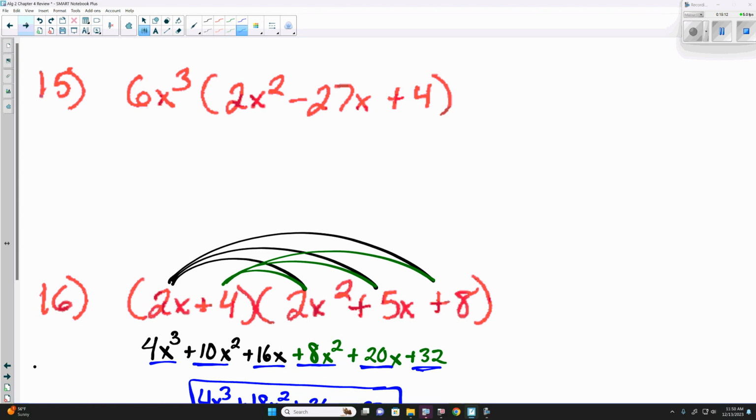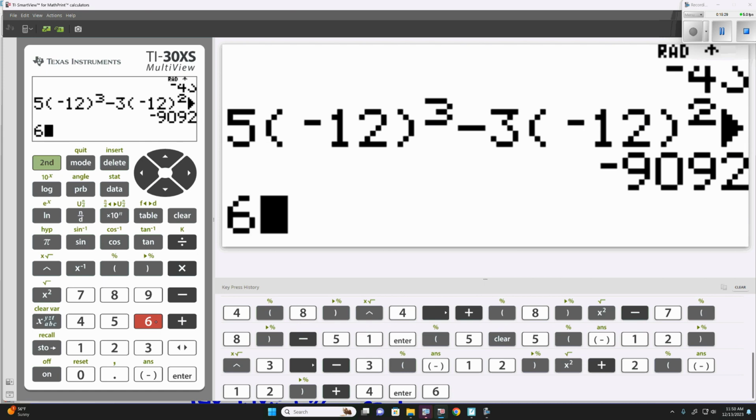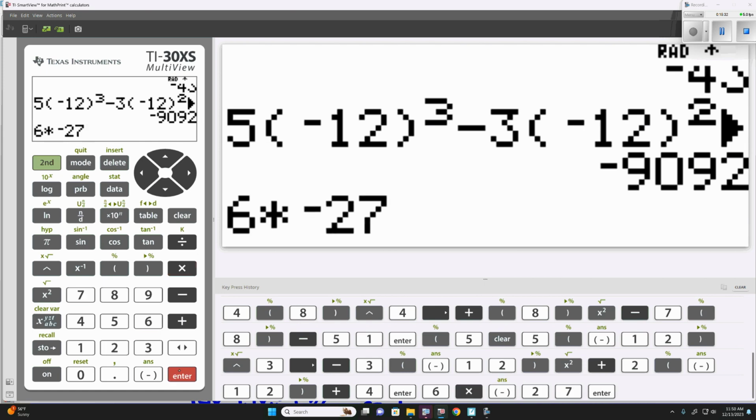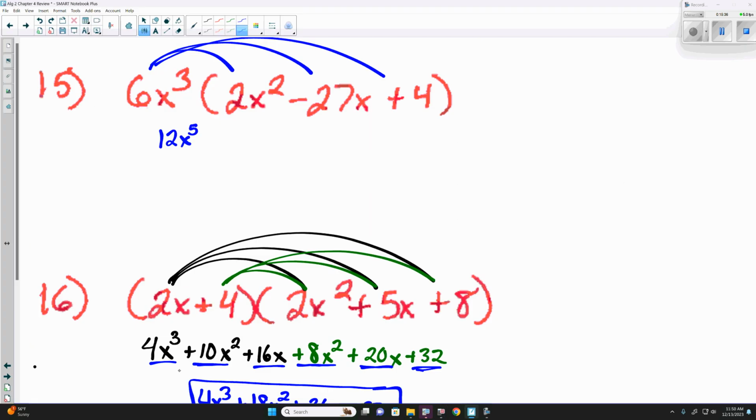15 would be similar, but we don't have to do it twice. We're just going to multiply it once. Because 6x cubed times our 2x squared, well, 6 times 2 is 12. And our x cubed times x squared would be x to the 5th. 6x cubed times negative 27, well, we can do 6 times negative 27 in the calculator. It'll tell us it's negative 162. And our x cubed times x is x to the 4th.